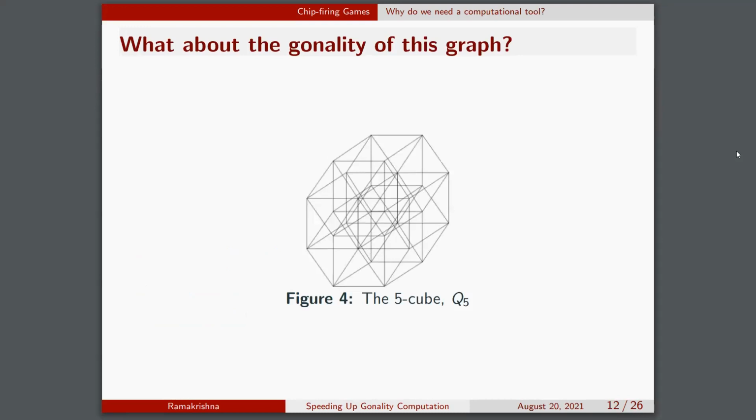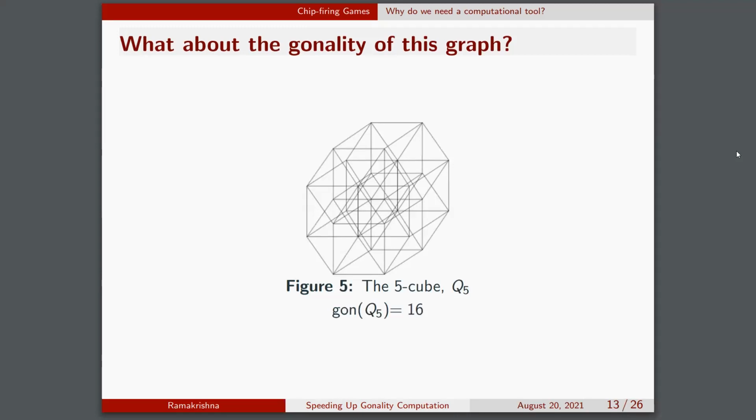This is the 5-cube. It's a graph with 32 vertices. Some of you here might be able to find a placement of 16 chips that can eliminate debt placed anywhere, and that's great. But then the second part of proving the gonality is 16 would be lower bounding it, proving that there doesn't exist a divisor of degree 15 that can eliminate debt no matter where it's placed. And that's where our computational tool comes in. It's able to look through all divisors of degree 15 and show that none of them can eliminate debt no matter where it's placed. So we find, using our tool, that the gonality of Q5, the 5-cube, is equal to 16.